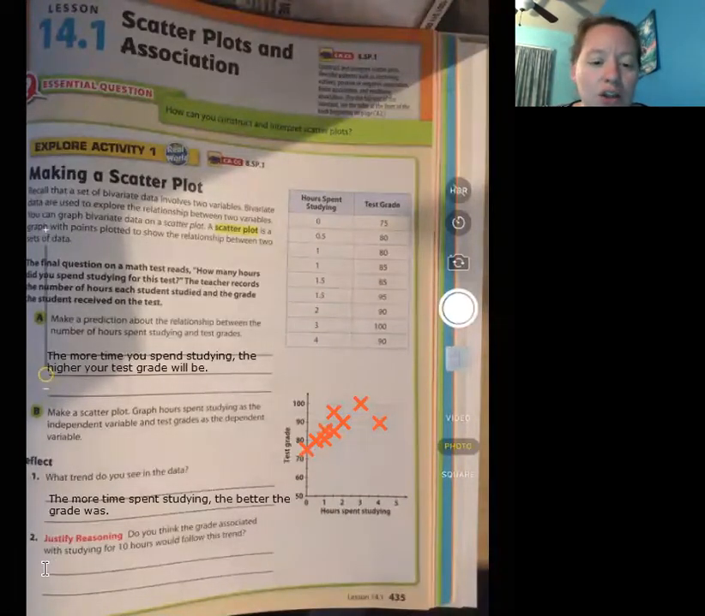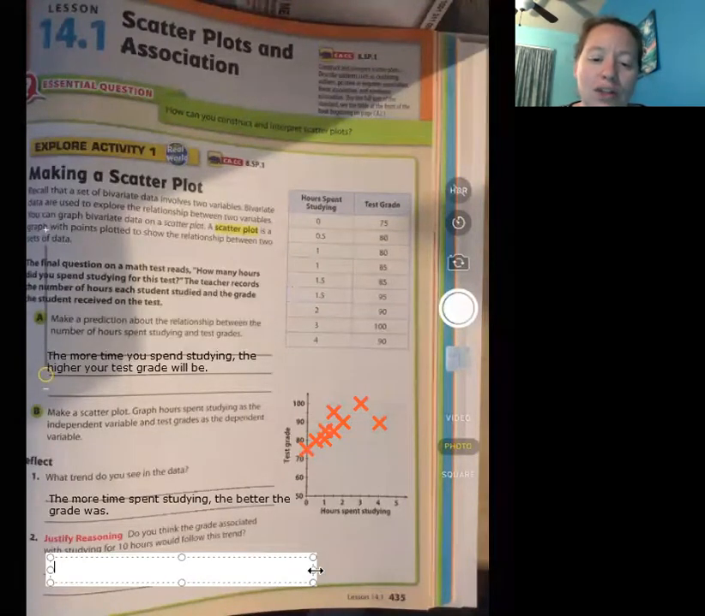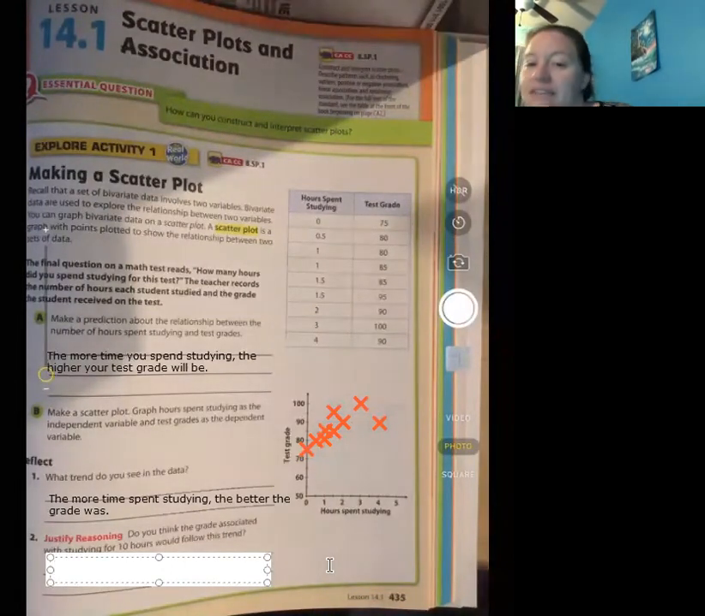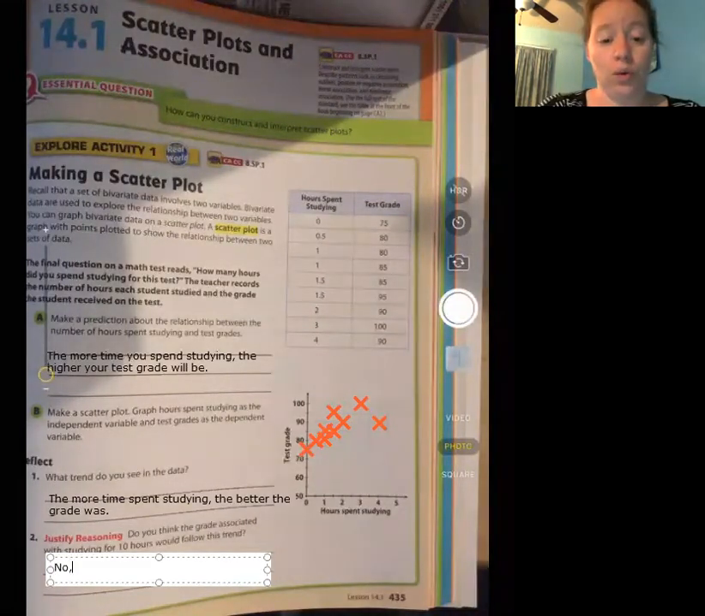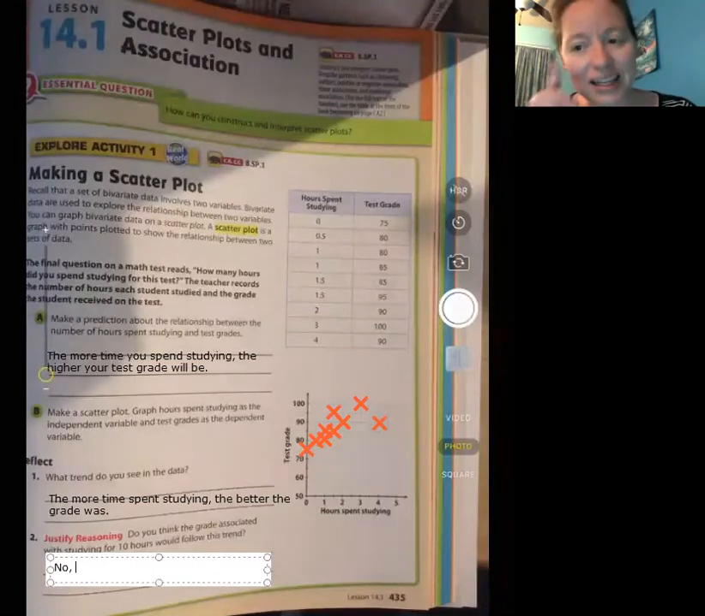Do you think the grade associated with studying for 10 hours would follow this trend? Given that studying for 1.5 hours got a 95, 2 hours got a 90, 3 hours got 100, 4 hours got a 90, I would actually say no, because 100 is the highest.